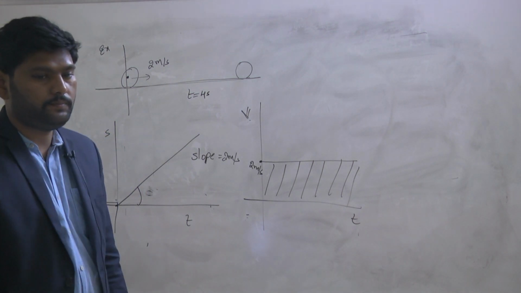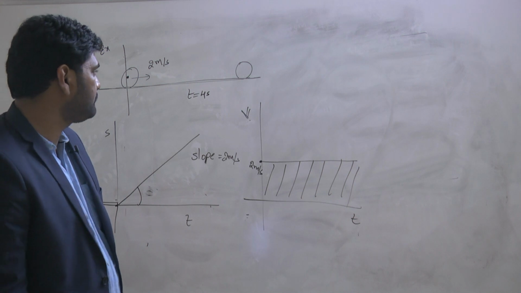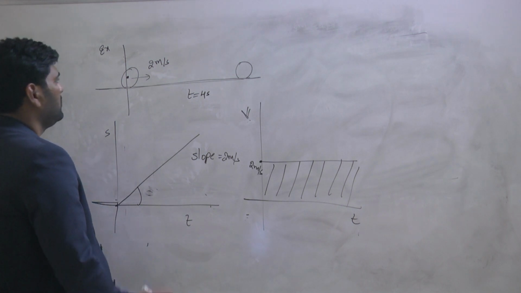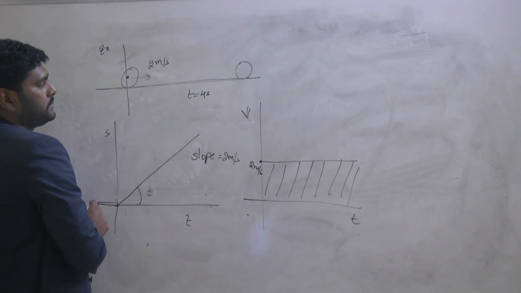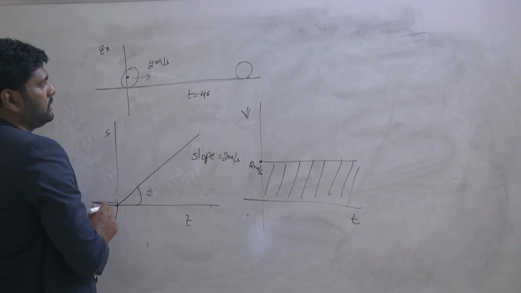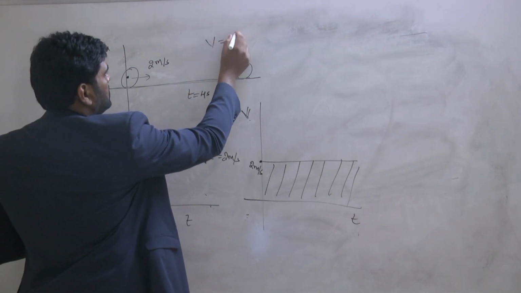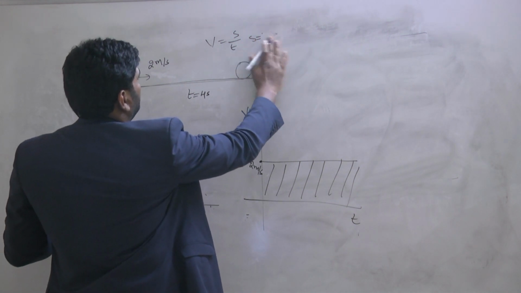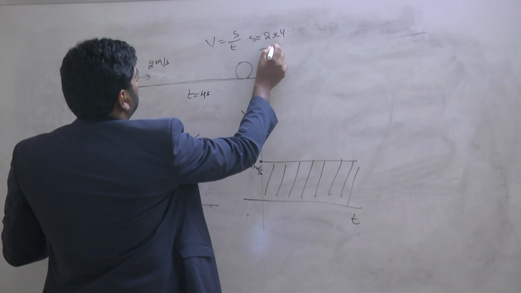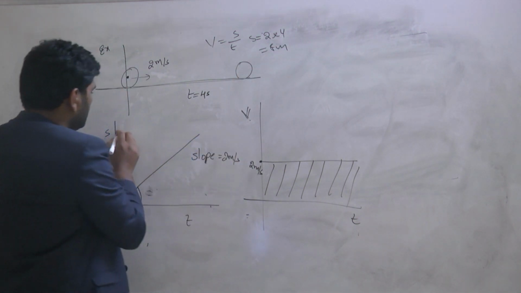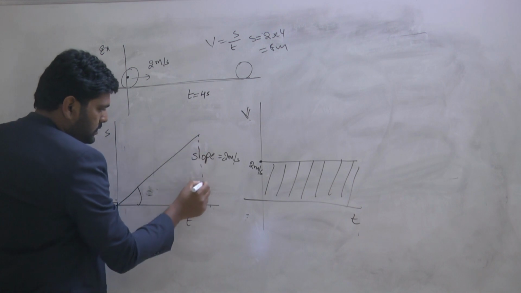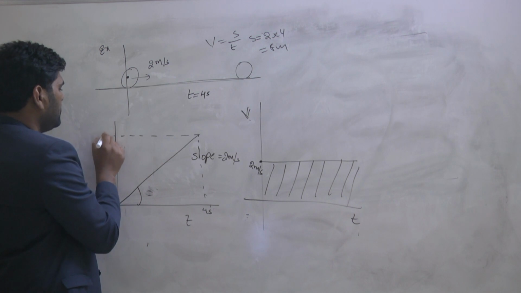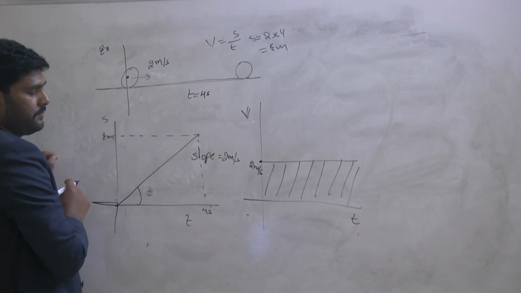In 4 seconds, how much distance is traveled with 2 meter per second? Speed is equal to distance by time, so the distance is 2 into 4, which is 8 meters. This topmost point shows 4 seconds and this shows 8 meters, because this is distance versus time.